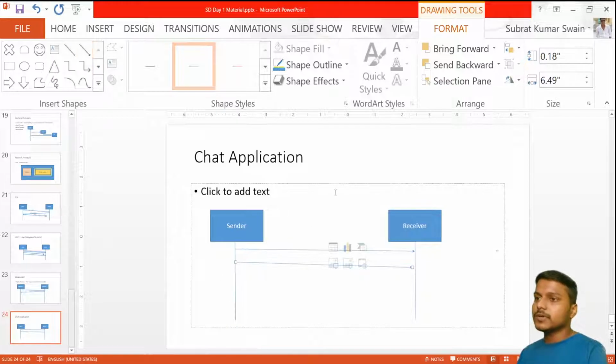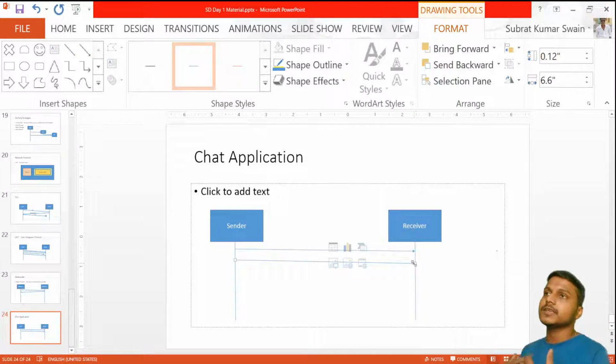Okay, maybe there would be a server here in between the receiver and sender. So it will constantly ask the server, is there any message for me? And it will constantly say no, no. So what you are doing is constantly trying to establish a connection, and every time you are getting no, there is no message.